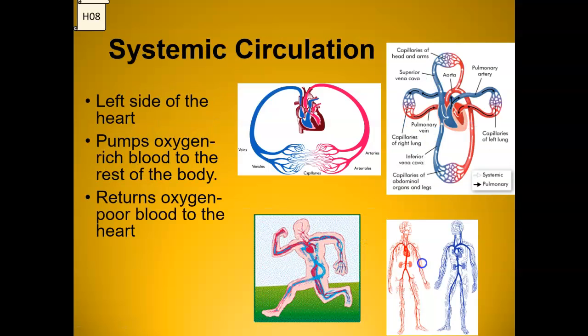Pulmonary is lungs. All right, and then systemic circulation is the left side of the heart. This pumps oxygen-rich blood out to the rest of the body. You can see the image here shows our left atrium, left ventricle, and then blood coming out to the rest of the body. Eventually, capillaries in the body and our muscles elsewhere use that oxygen up, and then the blood needs to come back to get re-oxygenated, and it does that in the lungs, so it comes back into the right side there. All right, so that's a pretty good overview of systemic circulation.